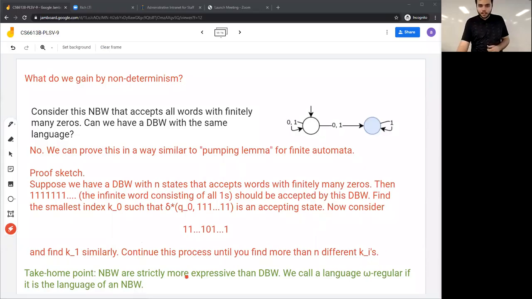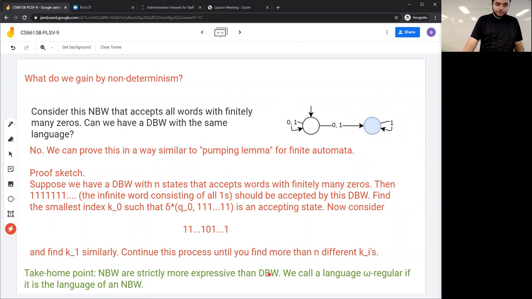So let's go back to the slides. This is basically what I tried to write here as well. As you see, we have this very simple non-deterministic Büchi automaton, and it has no deterministic equivalent automaton. So the take-home point here is that, at least when it comes to Büchi automata, non-deterministic Büchi automata are strictly more expressive than deterministic Büchi automata. So the non-determinism actually matters.